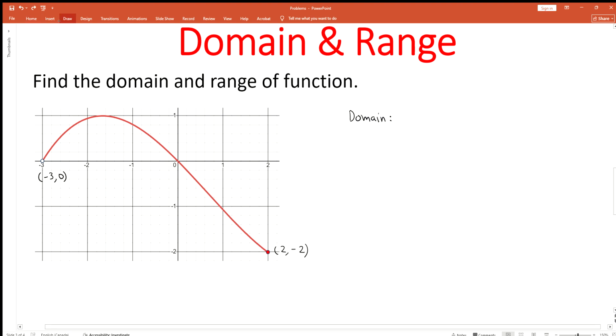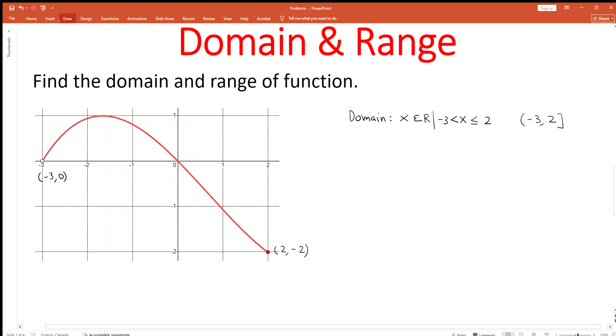So we can write the domain in inequality notation as x can be any real number greater than -3 and less than or equal to 2. We can write this domain in interval notation as (-3, 2]. We use round brackets for -3 because -3 is not part of the domain, and we use square brackets for 2 because 2 is part of the domain.